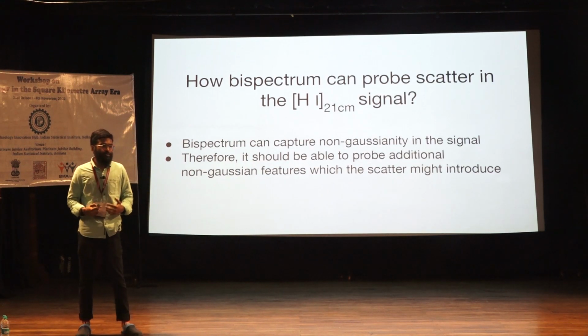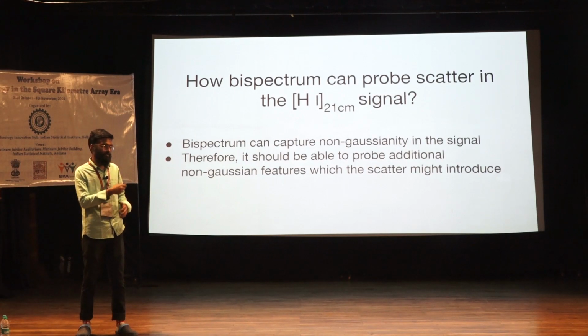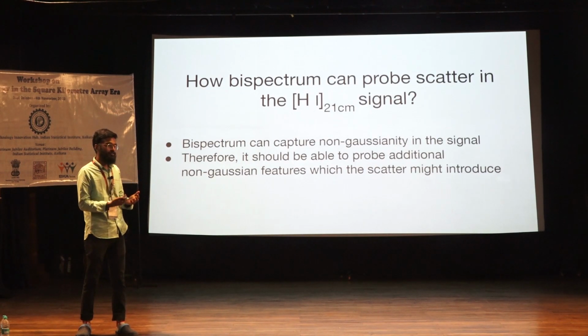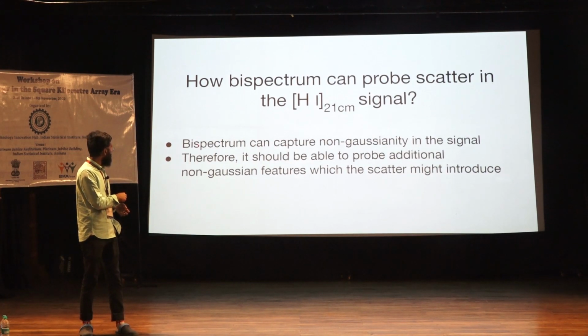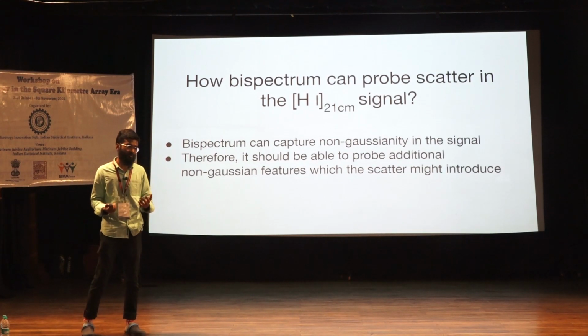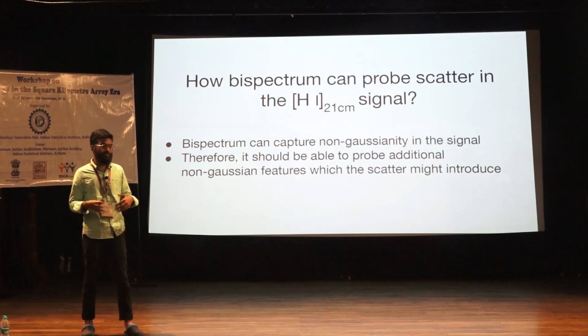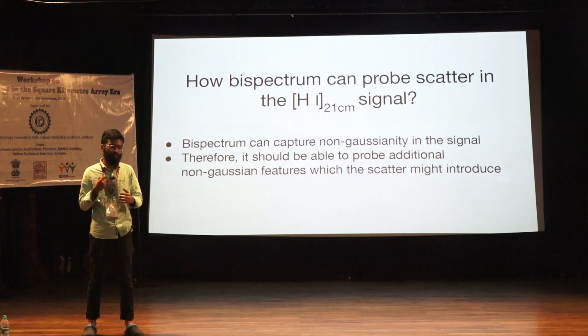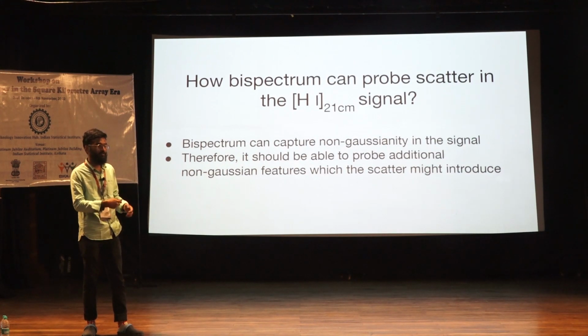Now we come to the question of whether the bispectrum can do a better job in probing certain signatures that this scatter might have. We expect this because, as mentioned in the previous talk, the bispectrum can capture non-Gaussianities in the signal better than the power spectrum can. Therefore, if this astrophysical scatter does introduce any additional non-Gaussianity, it should in principle be possible to capture those additional non-Gaussian features with the bispectrum.